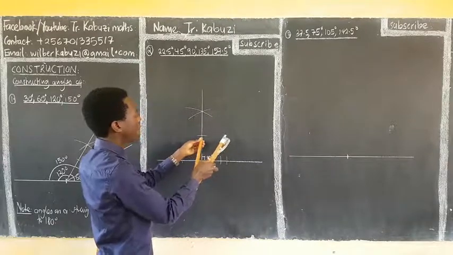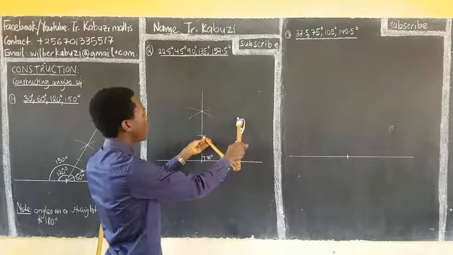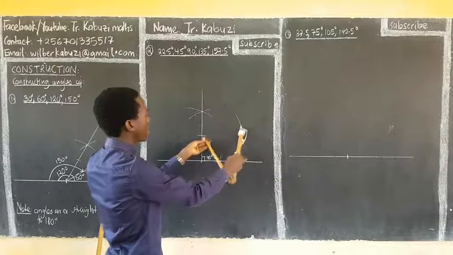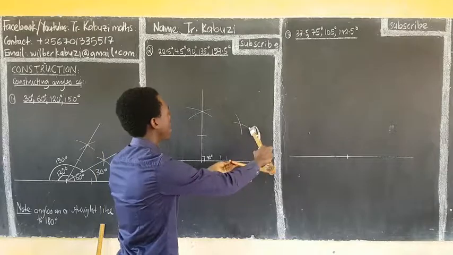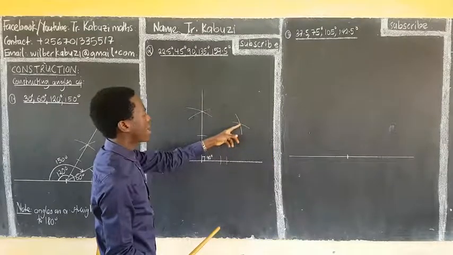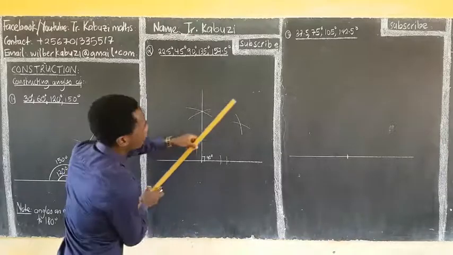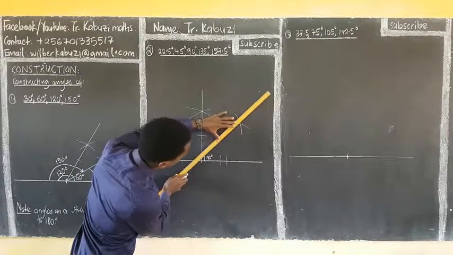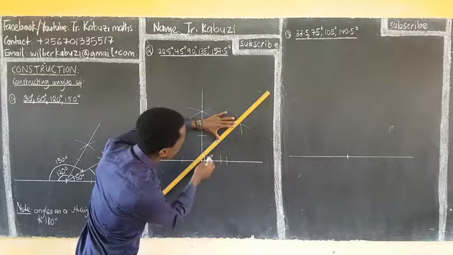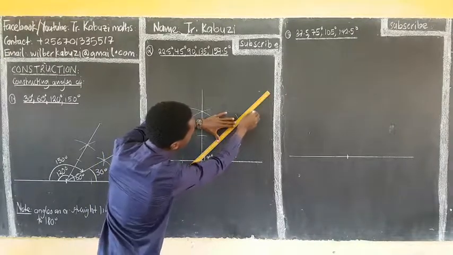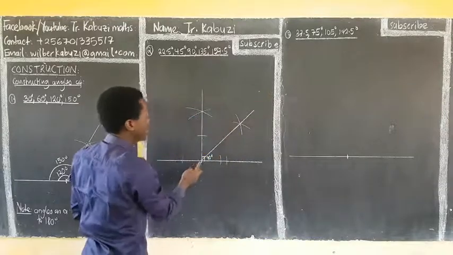Then transfer to this arc, you add just a little bit, you draw an arc there, and you come here, you also draw an arc there, like that. So where these two arcs meet, you join them to the point. So if I join that to this point here, where this line and this one meet, this is my point. Now I join these two points, this and this.